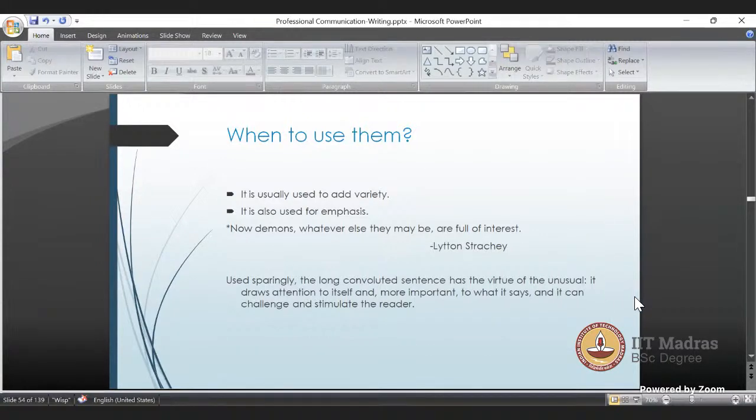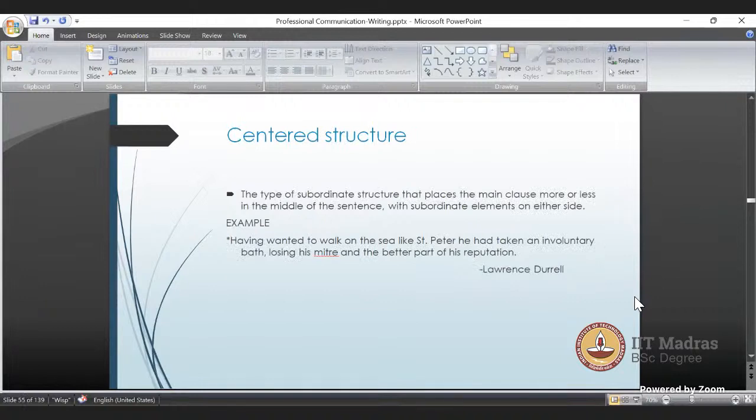That's about this. And then I think we move to the last one. This one is almost a convoluted one, but a fairly simpler version of that. What is this? In this particular one, it places the main clause more or less in the middle of the sentence, with subordinate elements all around it. So something like the convoluted structure, but this does not split through the structure of the sentence.